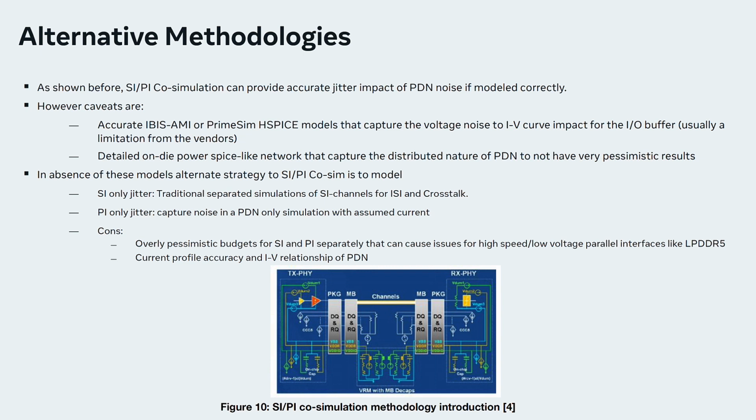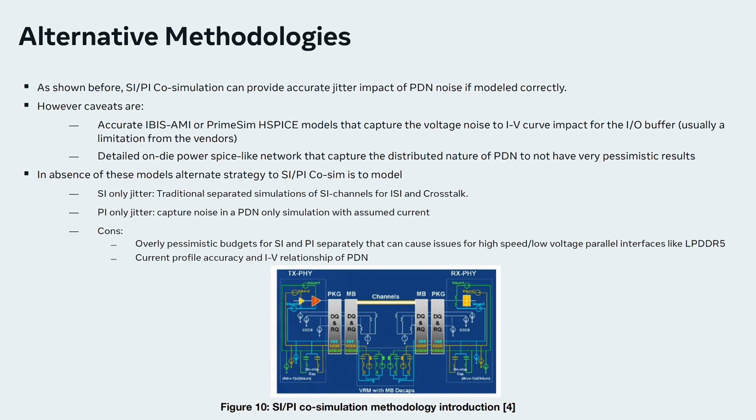So in the absence of the models, let's say you don't get these models from your vendors, then the alternative that has been traditionally used is you run SI only jitter performance, which is you would get an IBIS model, or even a transistor model or a behavioral model, and just traditionally separate the SI simulations out.